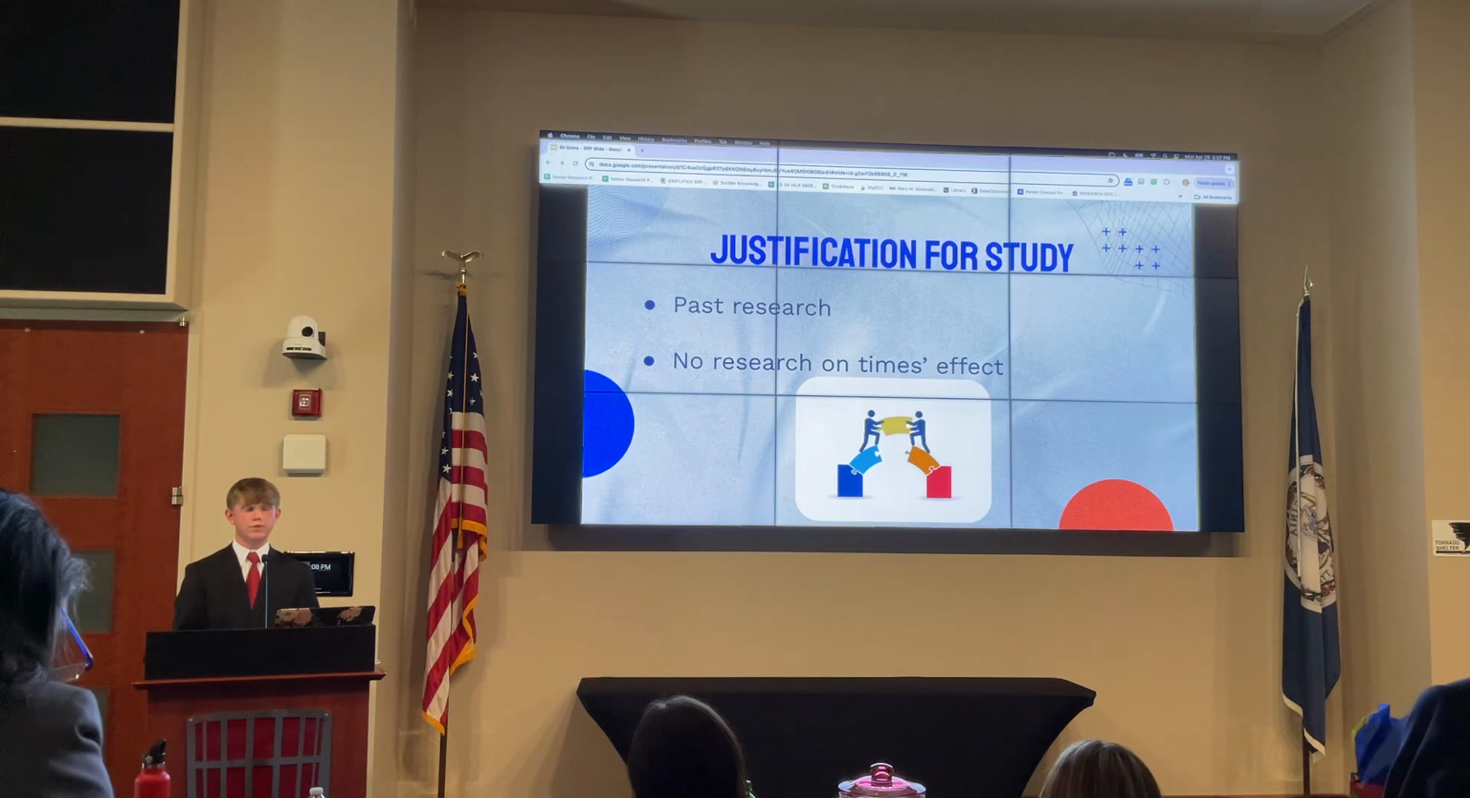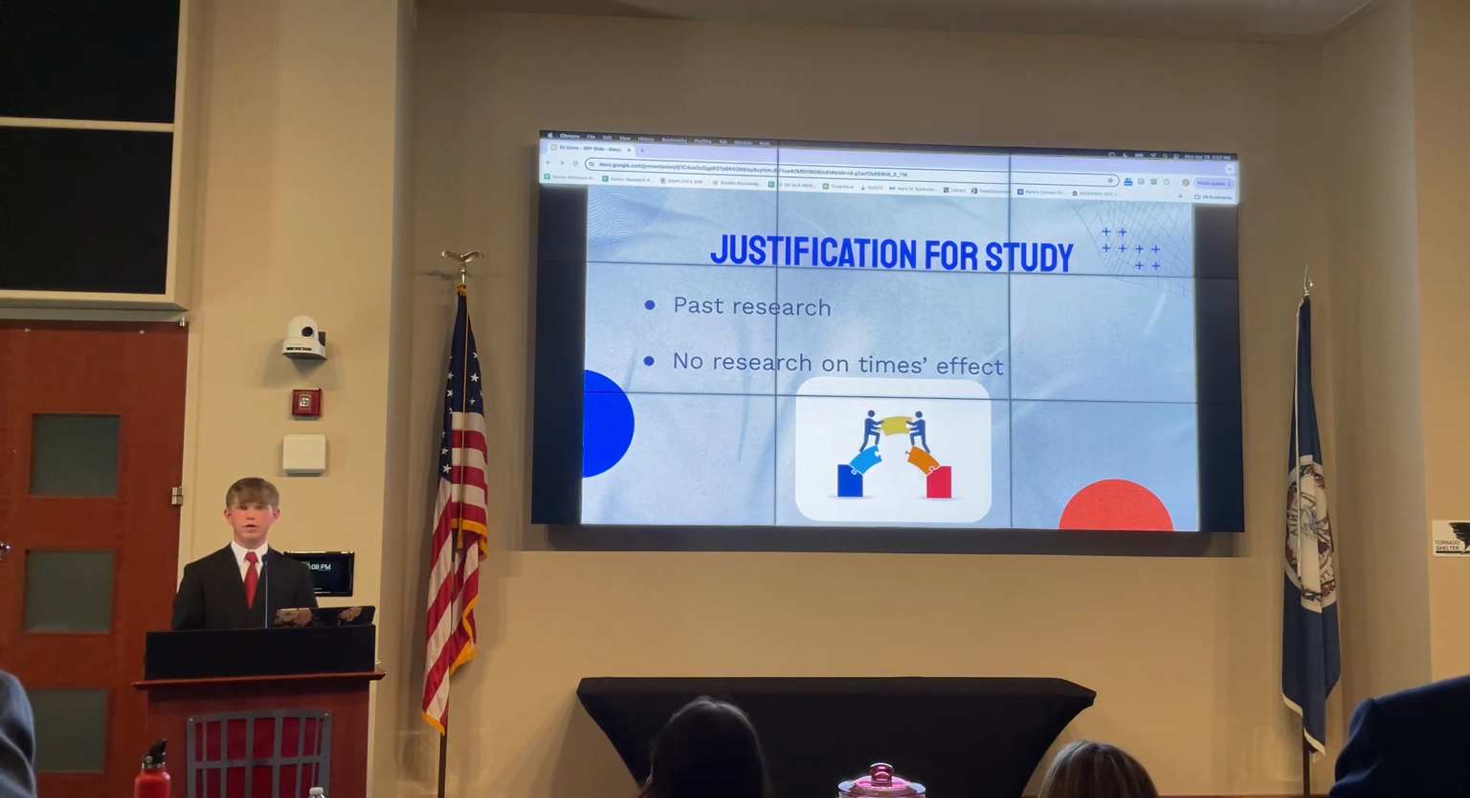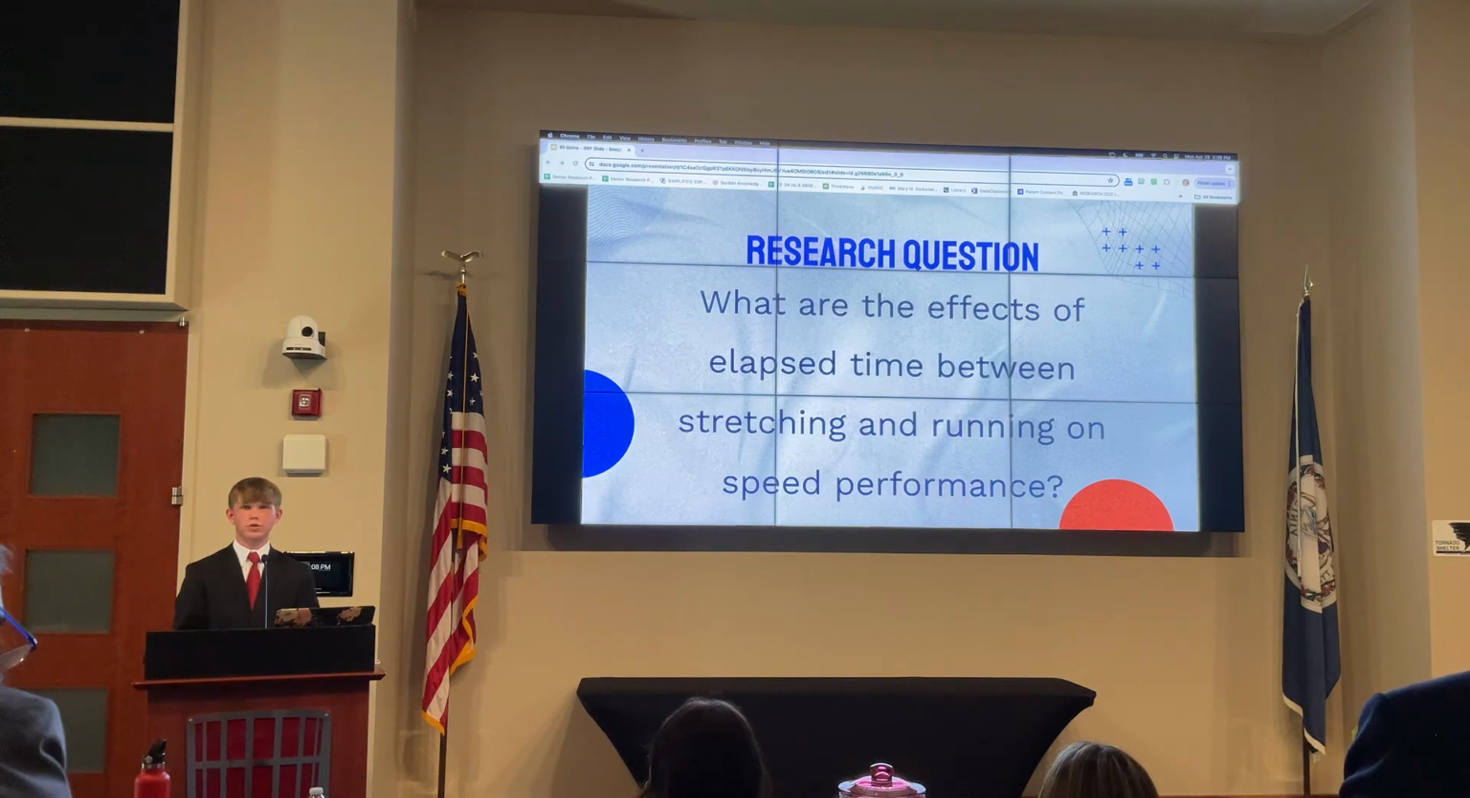Though much research has been done, there have been few studies on how stretching has affected speed during athletic performances. The studies that have been conducted tested speed immediately after the stretching was performed. This study will investigate how elapsed times between stretching and running affect speed. My research question is, what are the effects of elapsed times between stretching and running on speed performance?